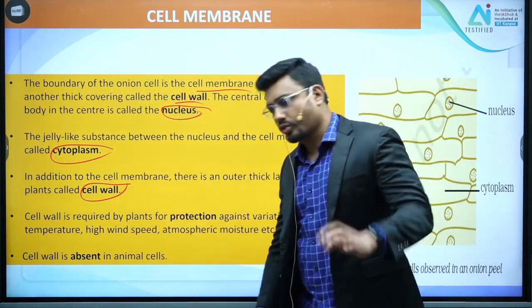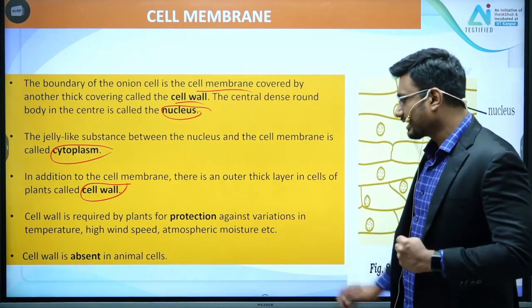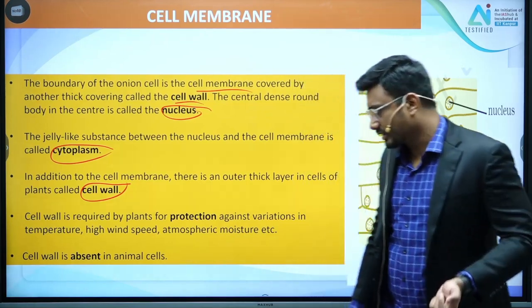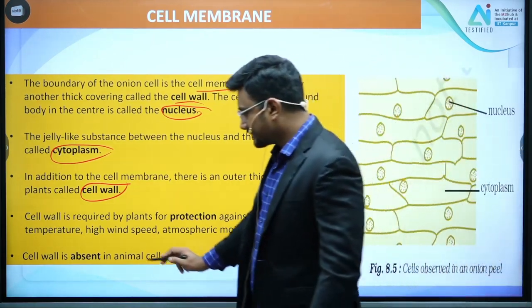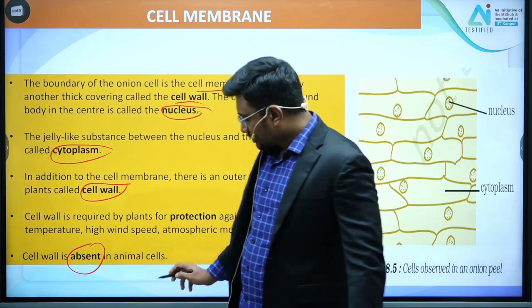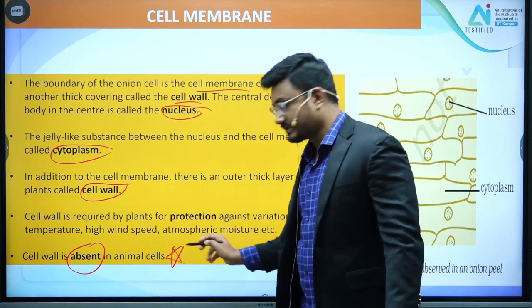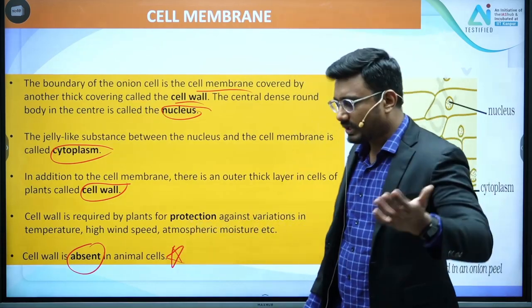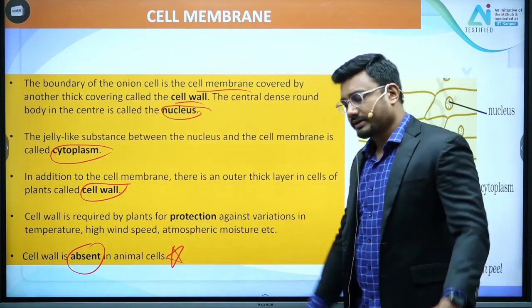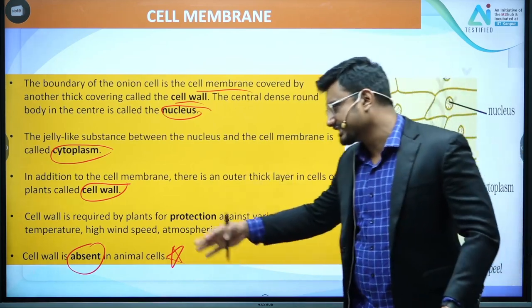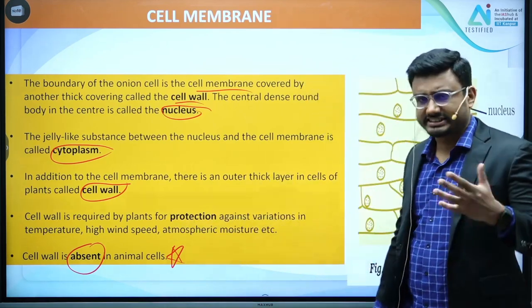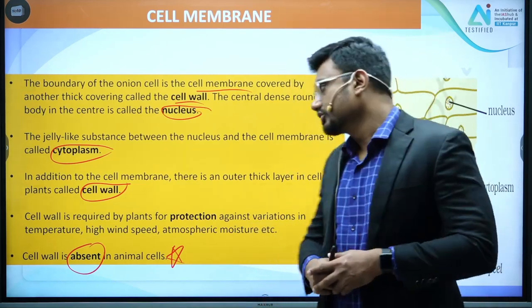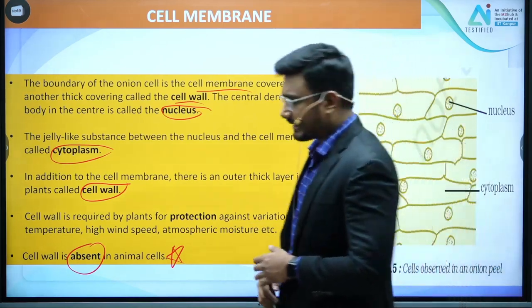In addition to the cell membrane, there is another outer thick covering known as the cell wall. The cell wall is required by plants for protection against variations in temperature, high wind speed, atmospheric moisture and so on. It is absent in animal cells. This is a very important difference between the plant cell and the animal cell. Now let's move on to the next slide.